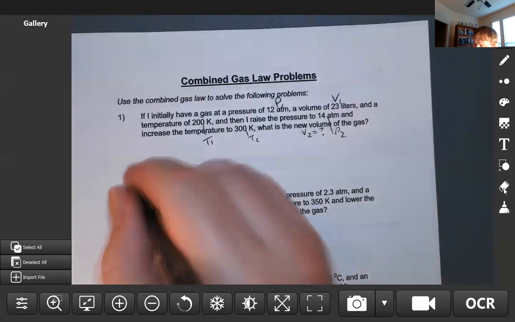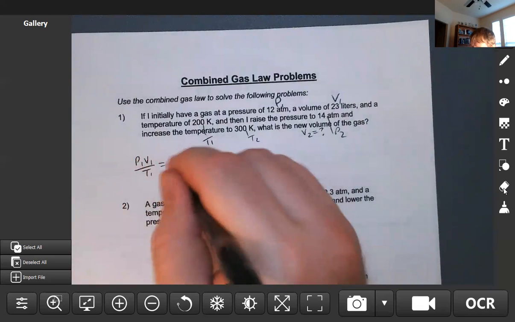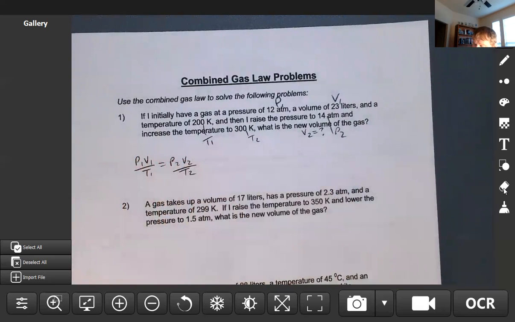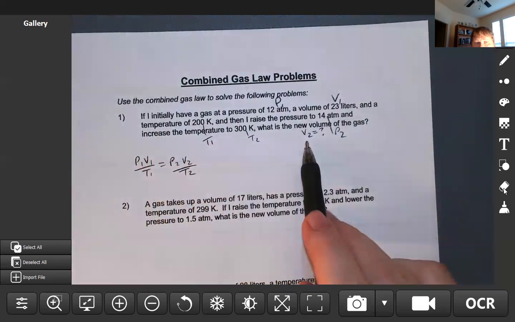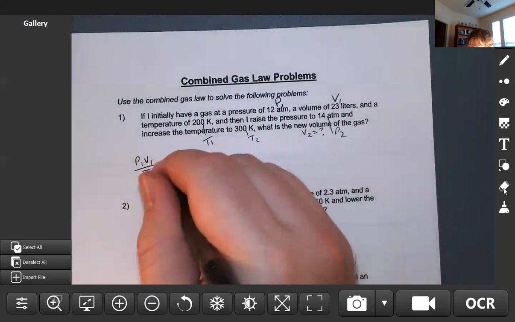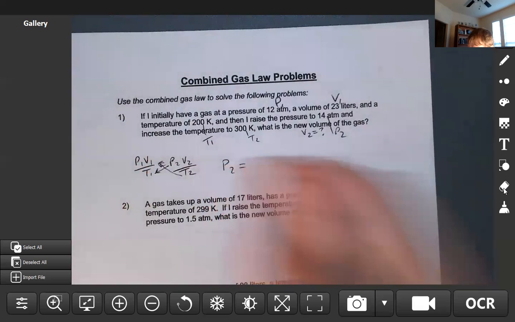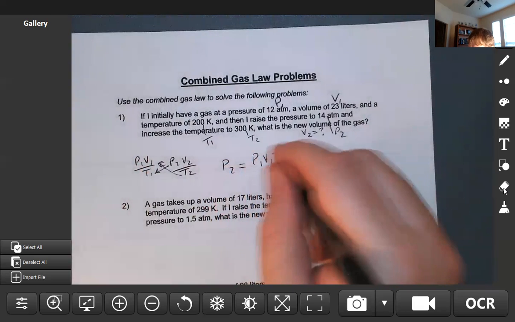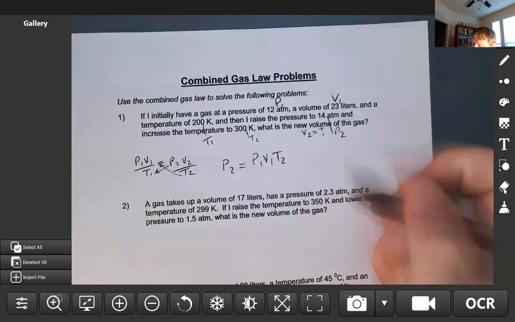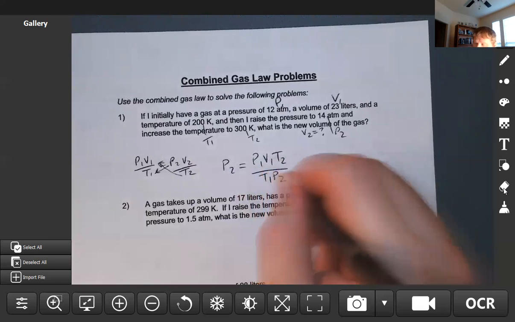So the combined gas law is P1 V1 over T1 equals P2 V2 over T2. We're looking for V2, so let's get V2 by itself. I'm going to take P that way and T that way. So V2 will equal P1 V1 T2 over T1 P2.